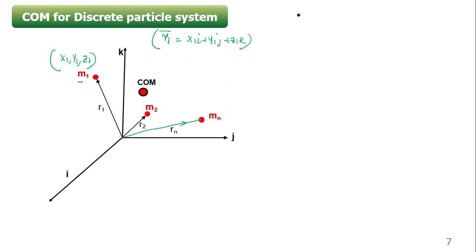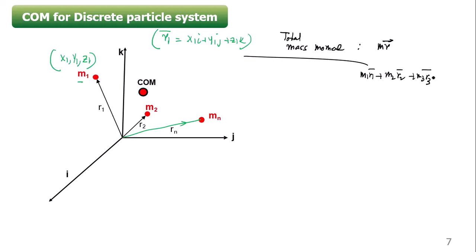For that, first we calculate the total mass moment. What is that mass moment? The mass moment is nothing but the product of m into r vector. The first mass is m1, so m1 into r1 vector plus m2 into r2 vector plus m3 into r3 vector. In this way I calculate the total mass moment.